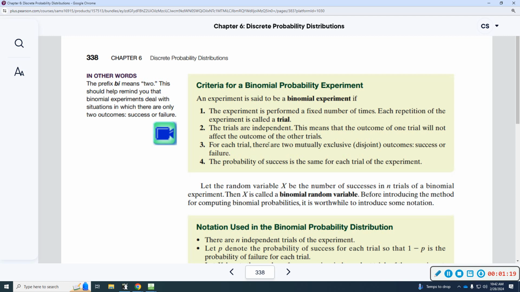Three, there are two mutually exclusive, disjoint outcomes, success or failure. So again, if I'm thinking about a test, even though there might be multiple choice, one of those answers is going to be correct, the other three are going to be wrong. It does not matter which one you pick. So if I say A is correct, it doesn't matter if you pick B, C, or D, all of those will be incorrect. So it's either right or wrong. And then the probability of success is the same for each trial. So the success and failure rate are not changing, they are staying constant.